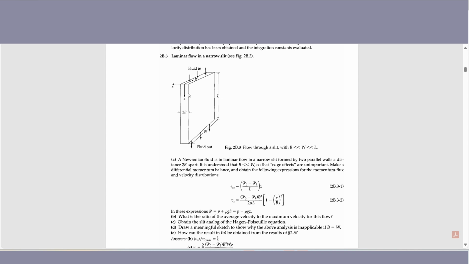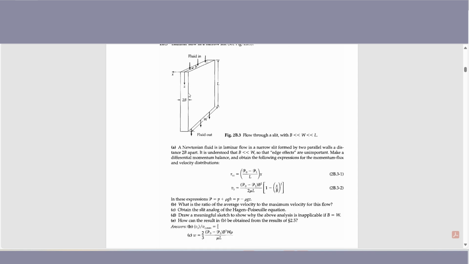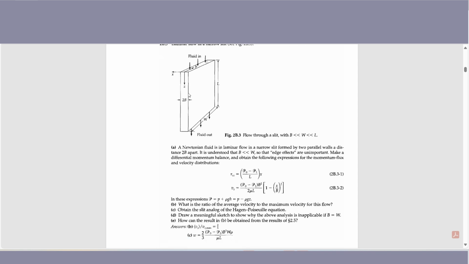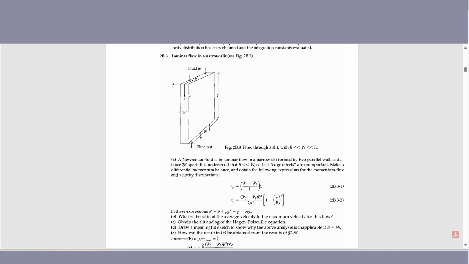In this video, we're going to be going over problem 2B.3, laminar flow in a narrow slit. If you're in transport 1, it would be pretty surprising if your teacher doesn't assign you this problem. It's a pretty common problem that they assign. All right, so laminar flow in a narrow slit.